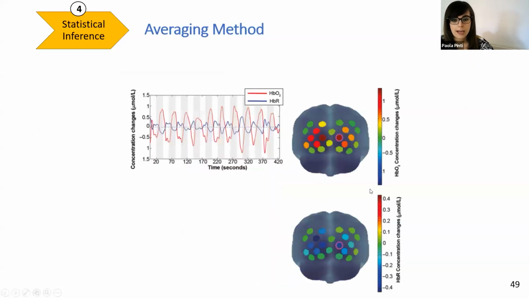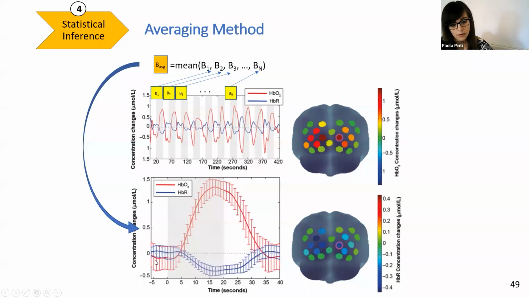To look more in depth at how these methods work, let's start from an example of an oxyhemoglobin signal recorded on the occipital cortex during a visual stimulation task with a flashing checkerboard, indicated here by the gray bars. What we do for the block averaging method is that we take our individual trials, we average them together, and we get our average hemodynamic response for oxy and deoxy.